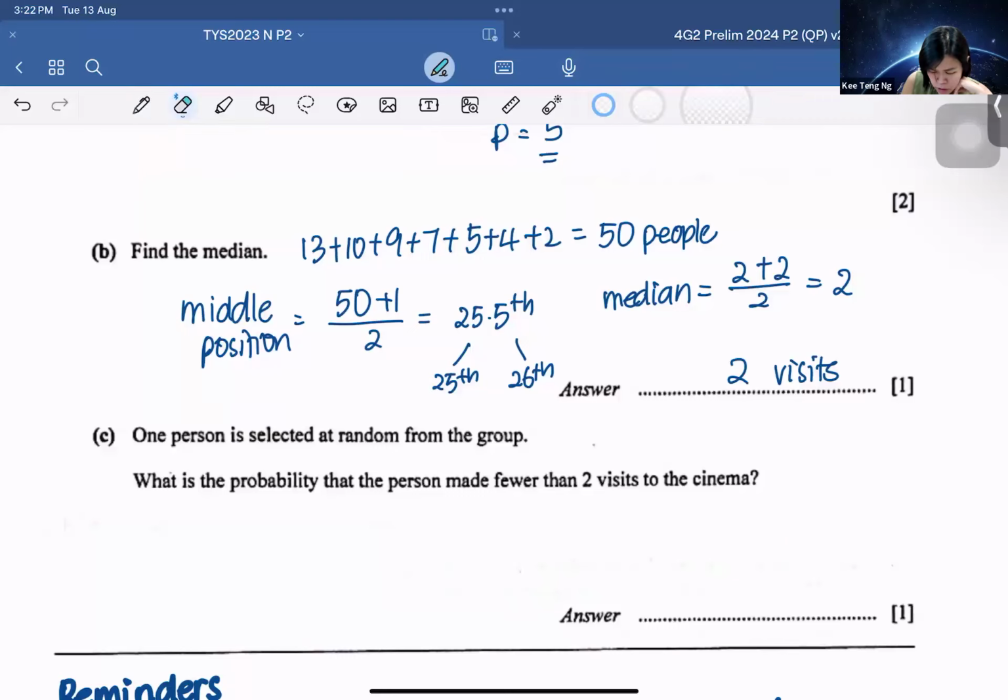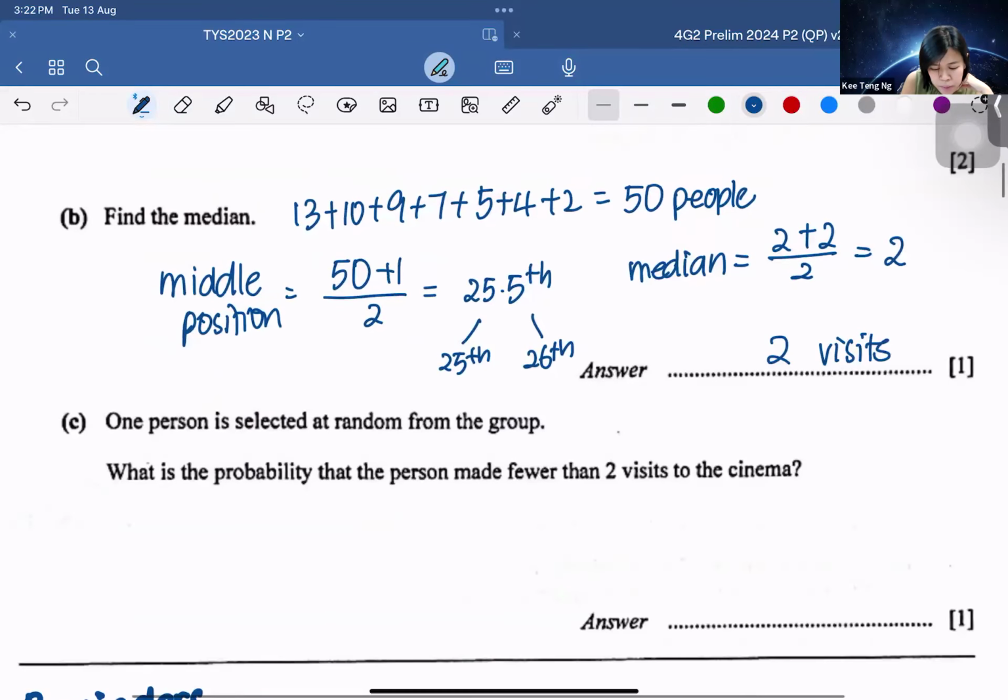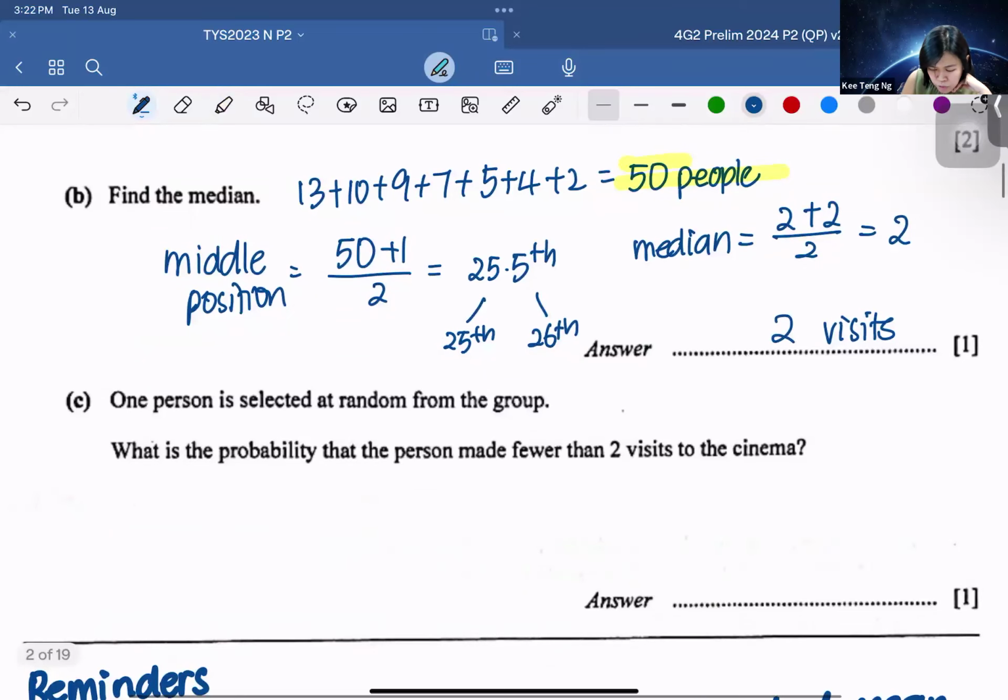Next part of the question. One person is selected at random from the group. How many people have we calculated? We calculated that there were a total of 50 people. So the first thing I remember, total is 50 people.